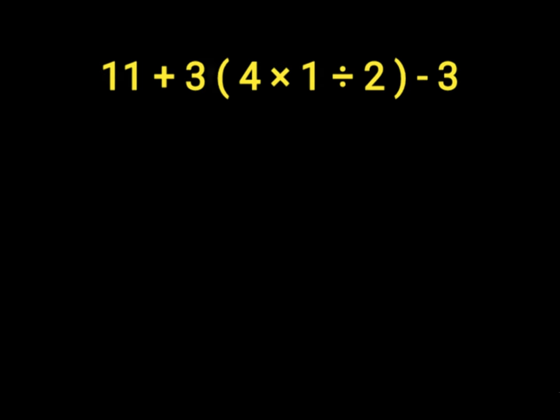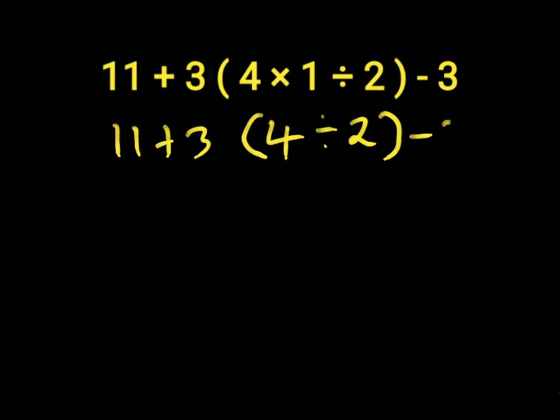Here we have 11 plus 3(4 times 1 divided by 2) minus 3. We first of all solve our parentheses, which is 4 times 1 divided by 2. So in our parentheses, 4 times 1 will give us 4, then divided by 2. Then we'll put it in our parentheses. So we'll bring down our 11 plus 3, then minus 3.